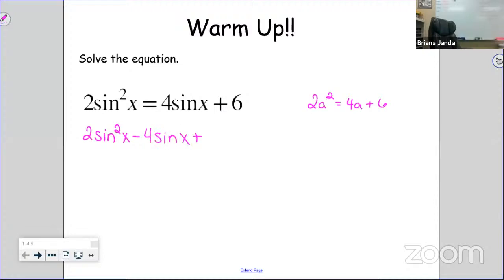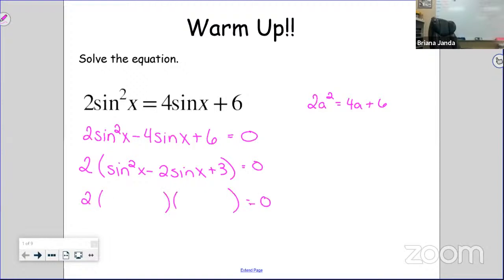I don't have a GCF because the 6 does not have a sine. So GCF is not the route. This is going to have to be factored. I guess it does have a GCF of 2. I could factor a 2 out front. That does not have a sine x, but it might help me factor this easier. I'm looking for factors of 3 that add up to, that I made that a positive 6.